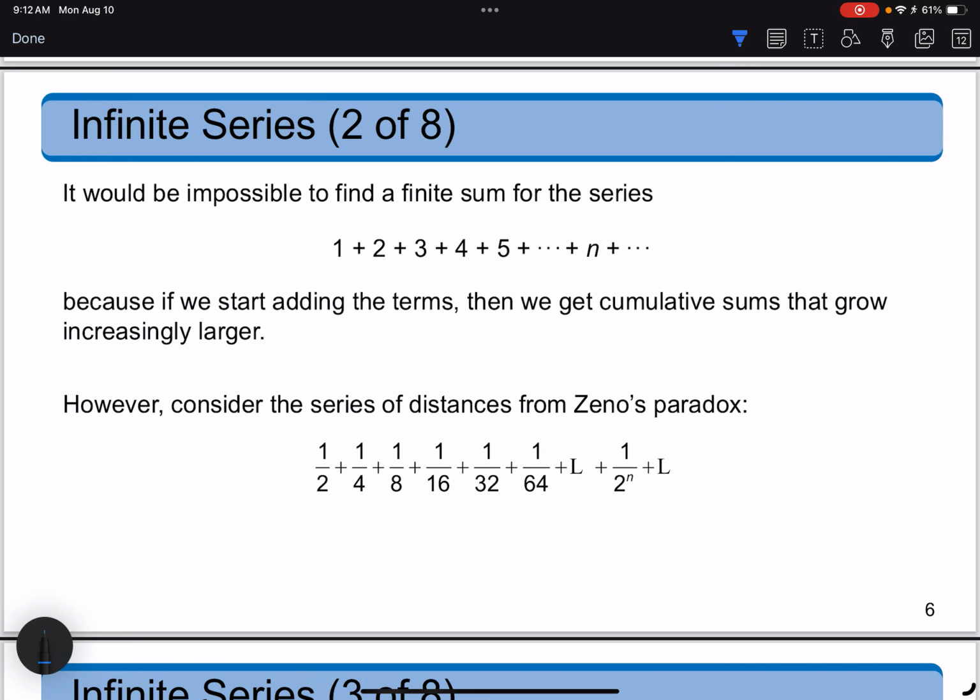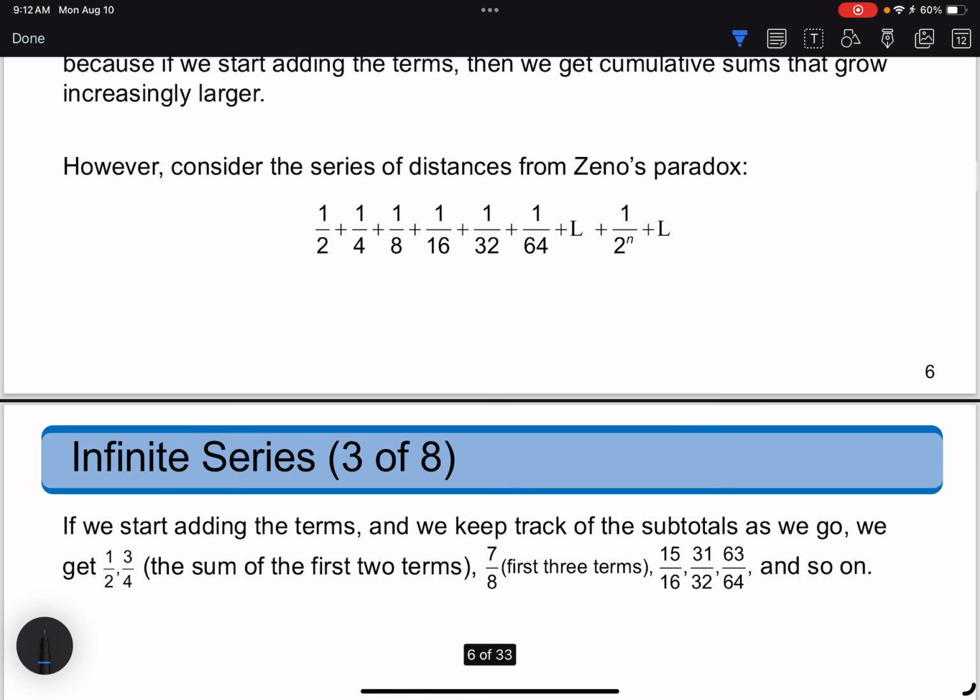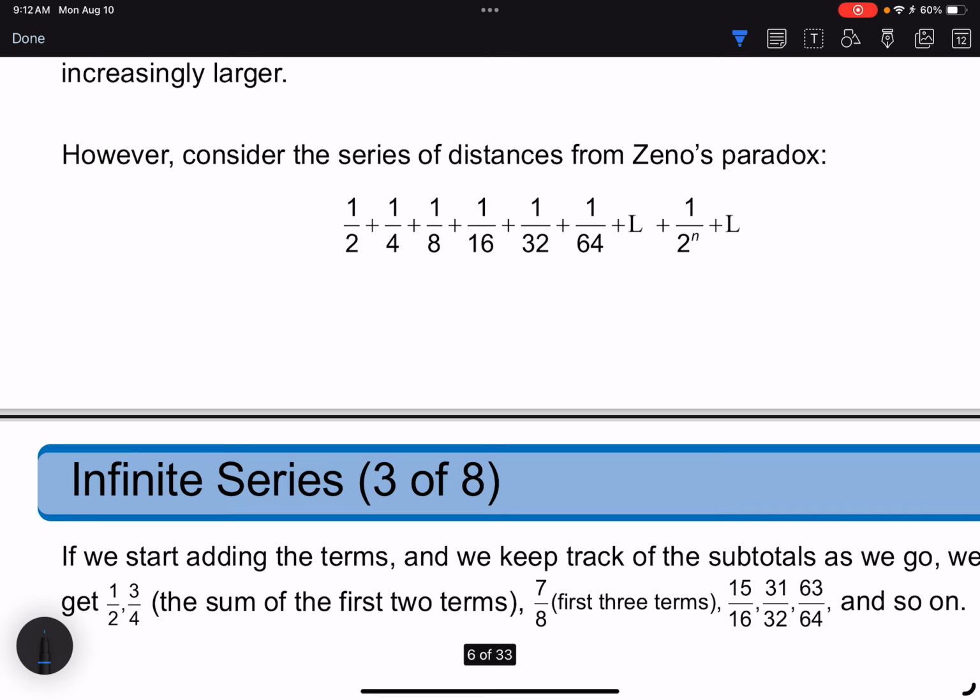It would be impossible to find a finite sum for the series 1, 2, 3, 4, 5, and so on up to n, because if we add these terms, we get a cumulative sum that grows increasingly larger. However, consider this series of distances from Zeno's paradox: 1 half, plus 1/4, plus 1 over 8, plus 1 over 16, plus 1 over 32, plus 1 over 64, up to 1 over 2 raised to n.